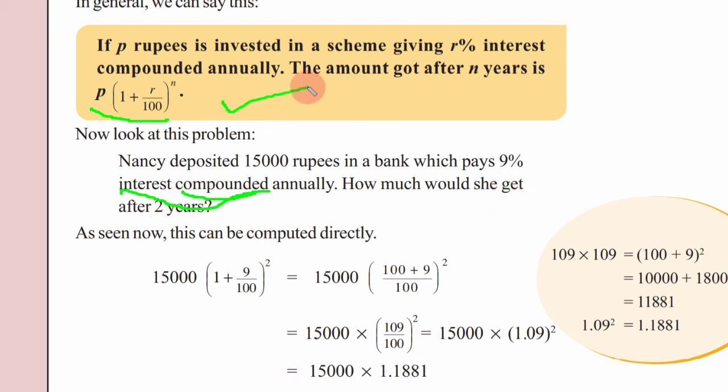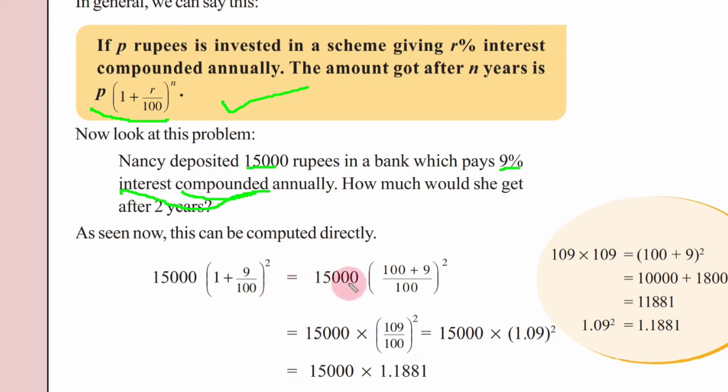So here we can make use of this equation. What is the equation? P into 1 plus R by 100 raised to n. Okay, so what is P here? The amount deposited is P. Okay, P is equal to 15,000. And what will be the rate of interest? That is equal to 9%. So P into, P is 15,000, into 1 plus 9 by 100 the whole square.